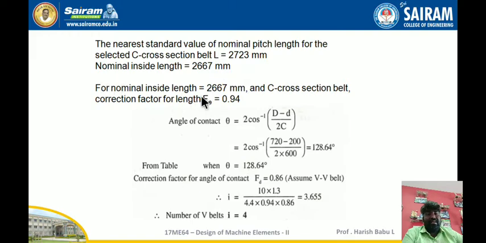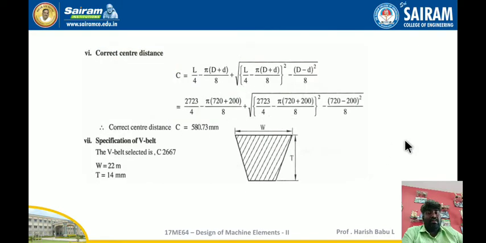For the nominal inside length of 2667 mm and the C cross section belt, the correction factor of the length, that is FC, will be 0.94. Coming on to the angle of contact theta, I get theta equal to 128.64. From the table, for theta 128.64, FD will be equal to 0.86, assuming a V-V belt. So i is equal to, I get, 4. So 4 number of belts will be there.